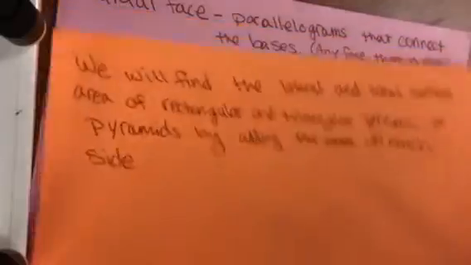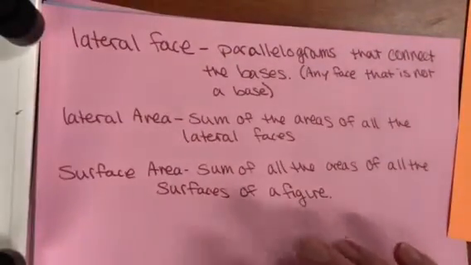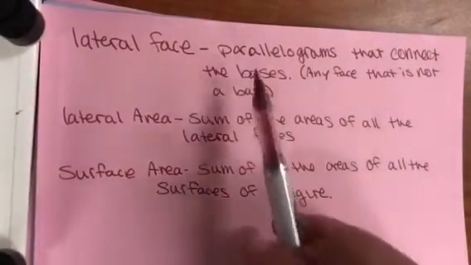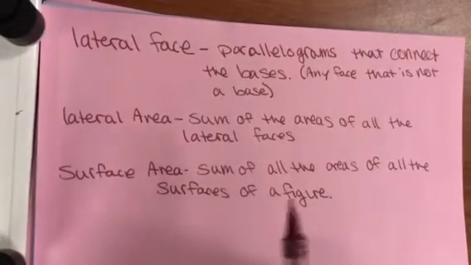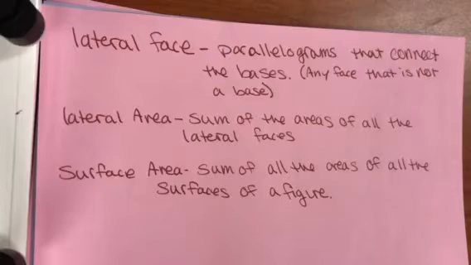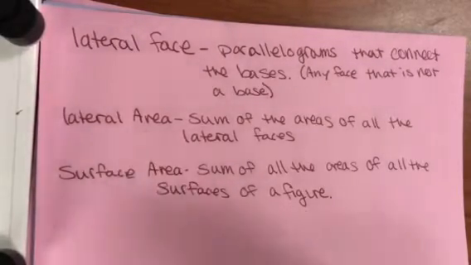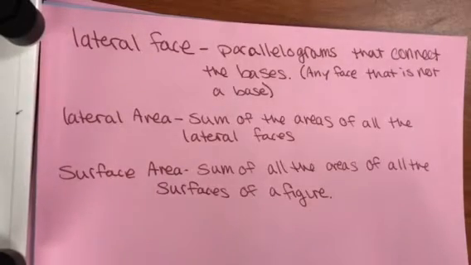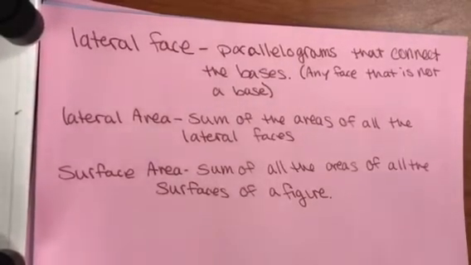Let's learn about some vocabulary today. A lateral face is a parallelogram that connects the bases. So it's any face that is not a base. A lateral area is the sum of all the areas of the lateral faces. It's the area of the sides, not the bases. And surface area is the sum of all the areas of the surfaces of the figure. So bases and faces.